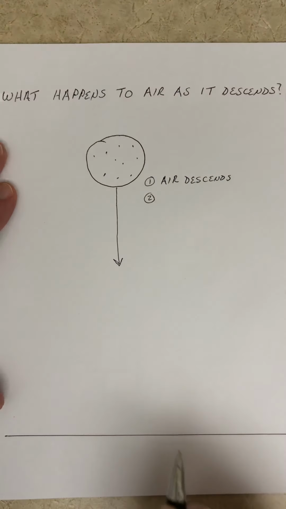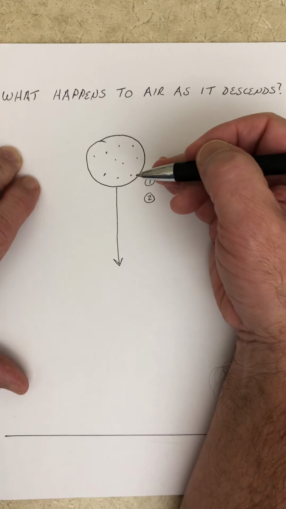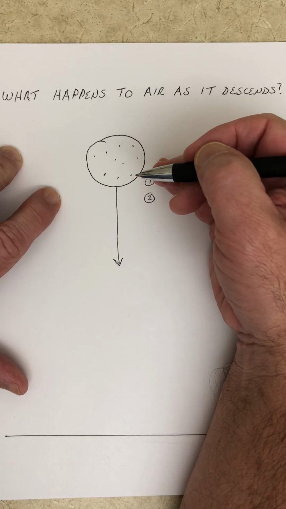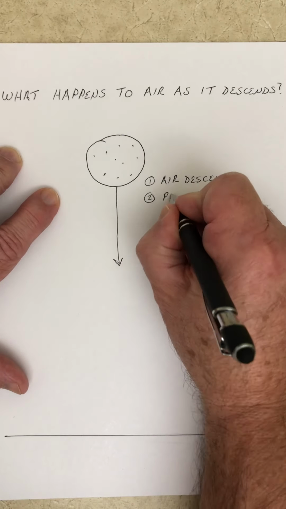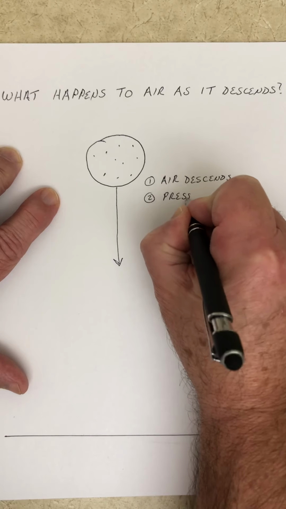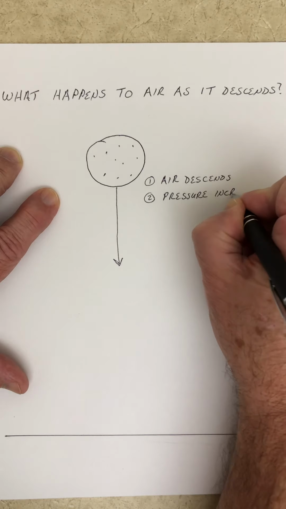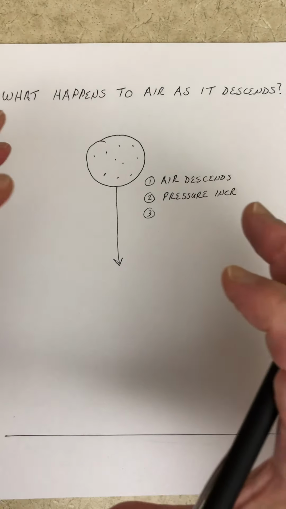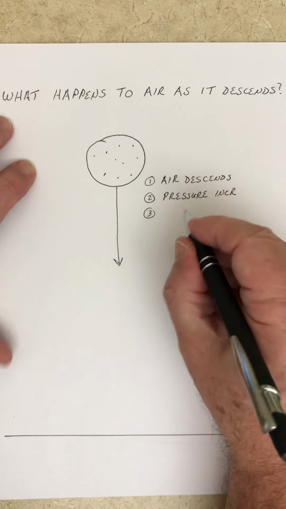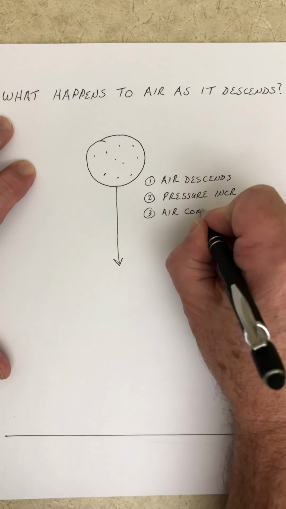When the air descends, as it comes down, there are now more air molecules above this air parcel. And with more air molecules above it, that means that the pressure on this parcel of air is going to increase. As a result of the pressure increasing, you're putting more pressure on it, so that air parcel is going to compress. So the air compresses.